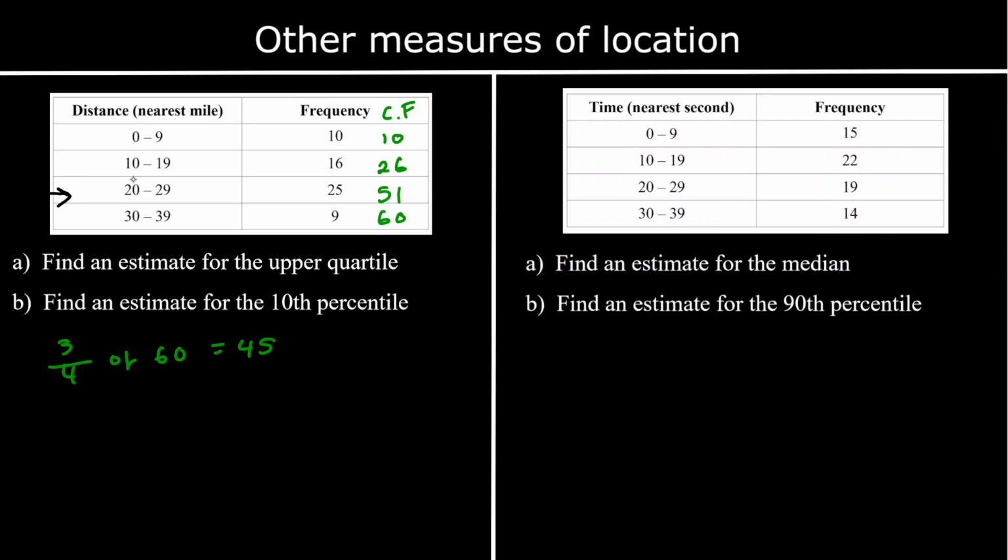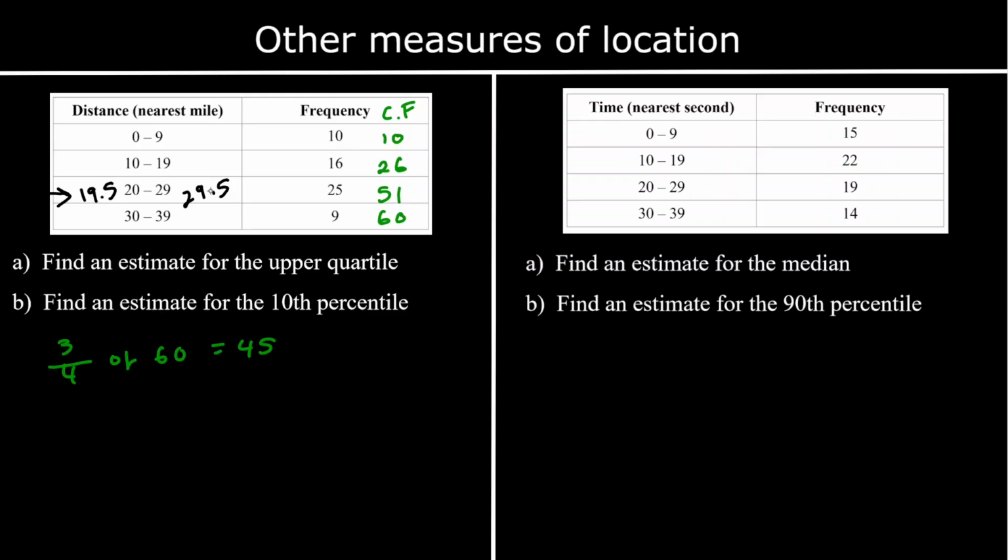But you'll see we've got gaps in between them. We've got 19 and then 20. So we've got a gap in between the groups. We can't have a gap with our continuous data. So we're going to have to change these labels to 19.5 to 29.5. So we want to go into this 19.5 to 29.5 group.